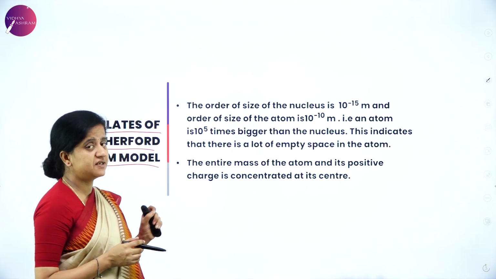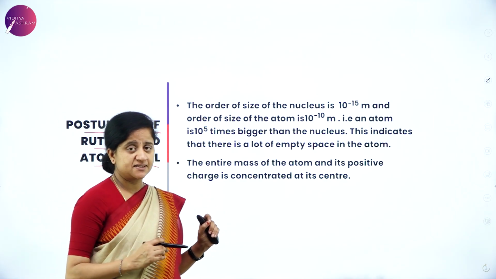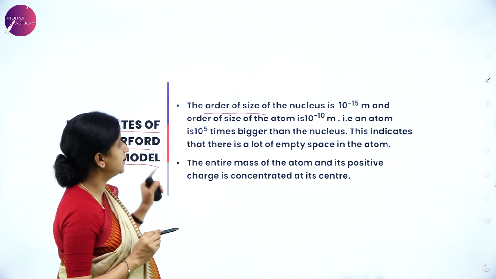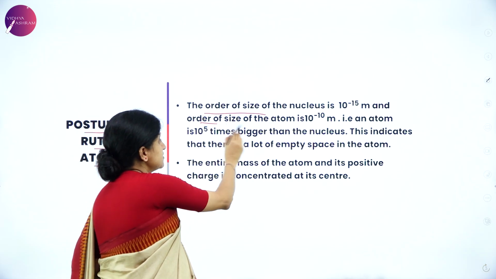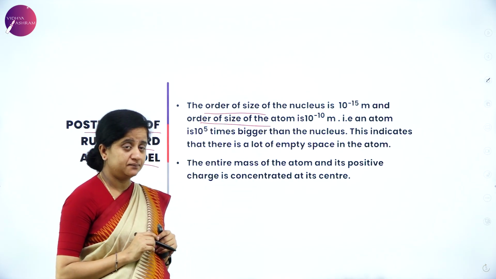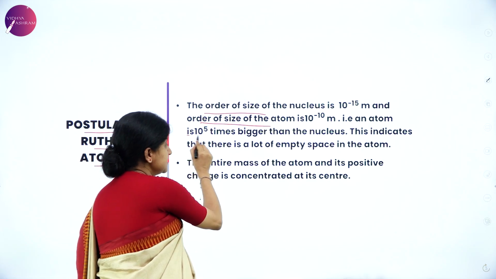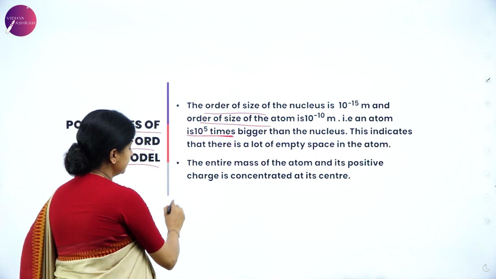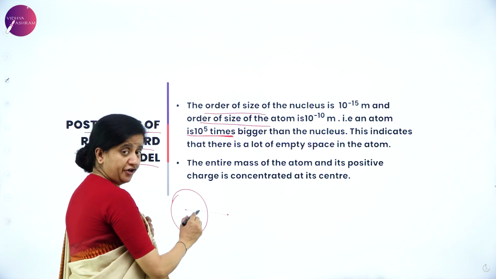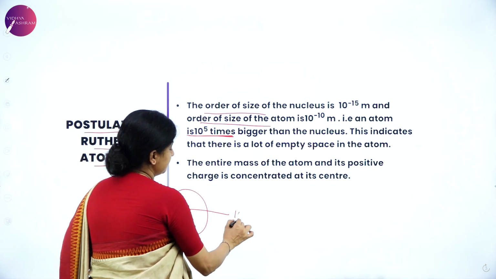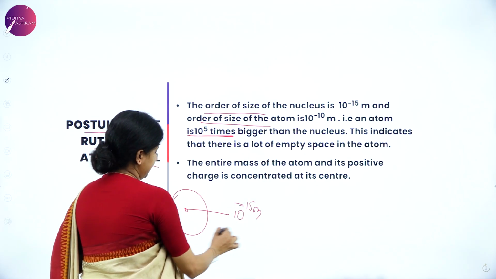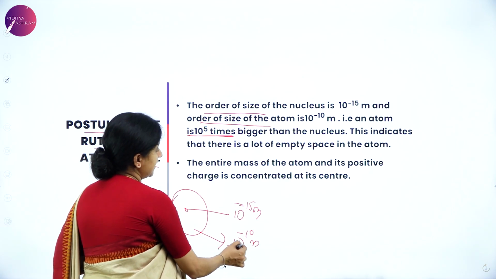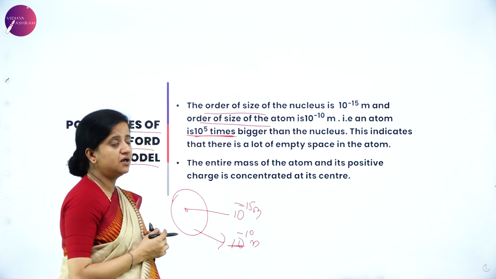So the first postulate says something about the size of the nucleus. The order of size of the nucleus is 10 power minus 15 meter, and he also says that the order of size of an atom is 10 power minus 10 meter. That is, the atom is 10 power 5 times bigger than the nucleus. We all know that the nucleus is present inside the atom. The order of size of the nucleus is 10 power minus 15 meter, and the size of the atom is 10 power minus 10 meter, which means the size of the atom is 10 power 5 times bigger than the nucleus.